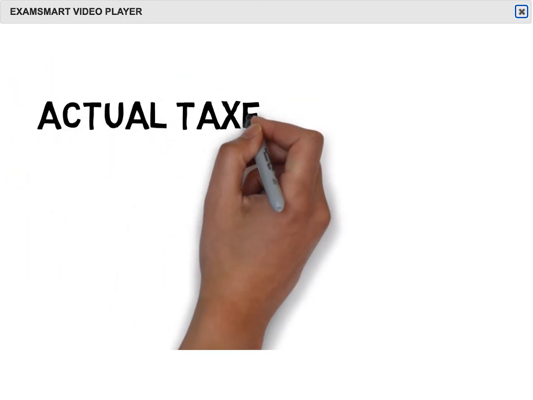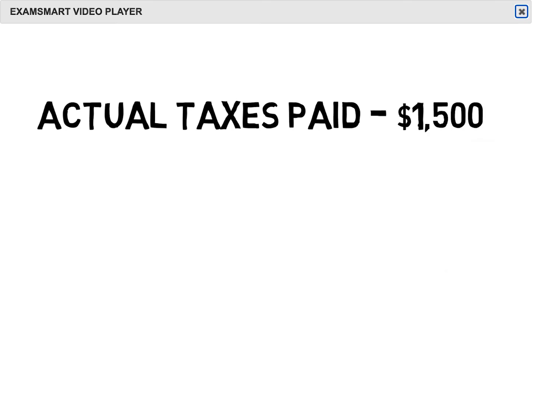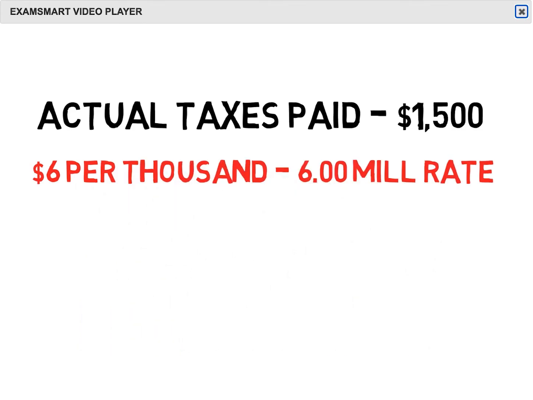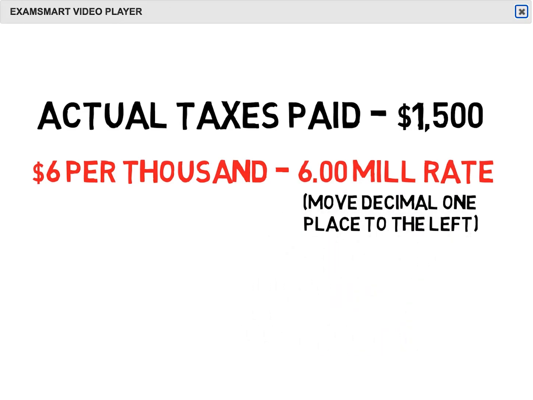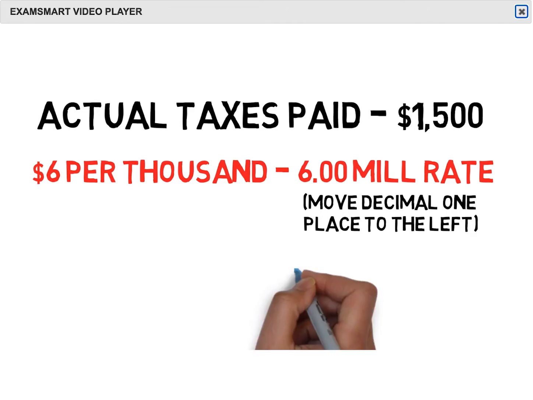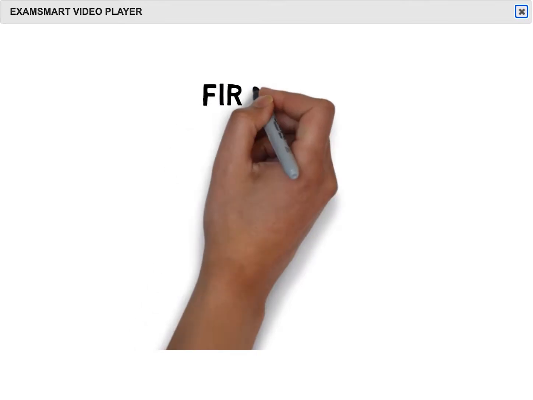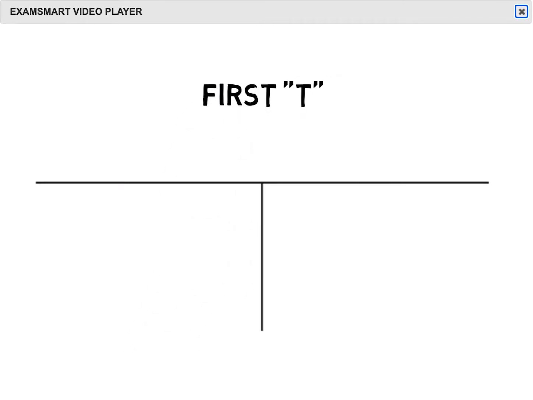Let's begin with the actual taxes paid of $1,500, and let's look at that tax rate. $6 per thousand, that would be 6.00 for our mill rate. To convert a mill rate to a percentage, we take our decimal place and move it one place to the left. So that will convert a 6.00 mill rate to a 0.6% tax rate on a percentage basis. So in our first T, 0.6% goes in the bottom right for the tax rate.